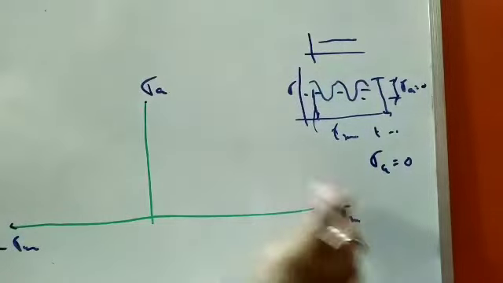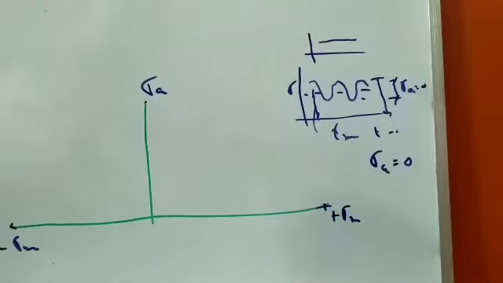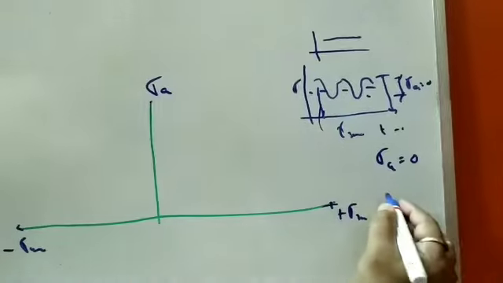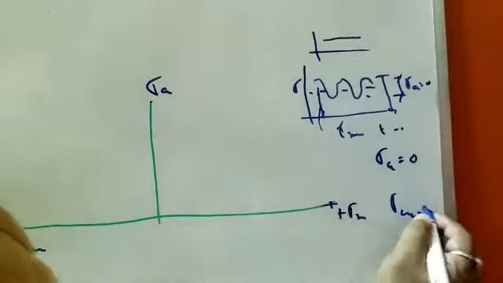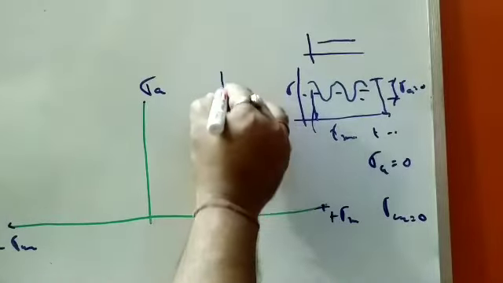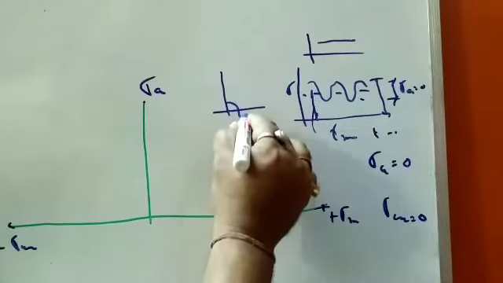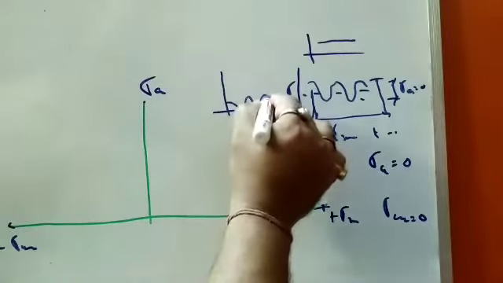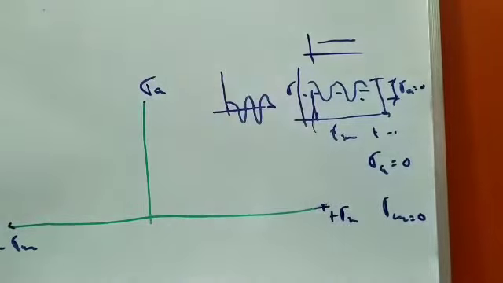But now, if sigma a is not 0 and sigma m is 0, what will happen? It is the case of completely reversed loading that we have seen, where sigma mean is 0, and we should go for the S-N curve. And the design criterion is endurance strength.